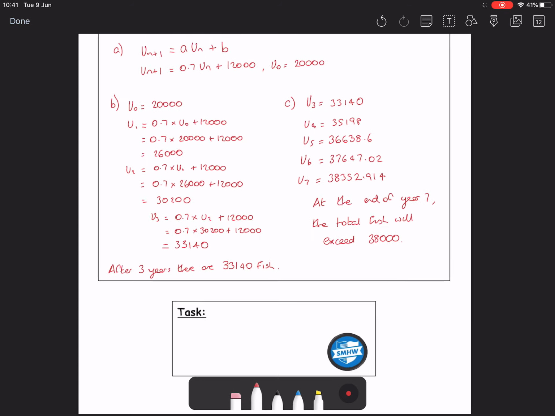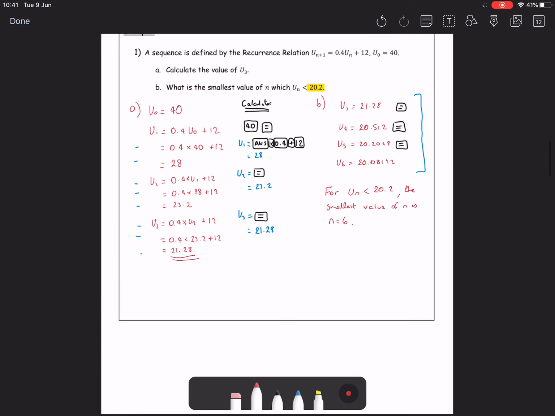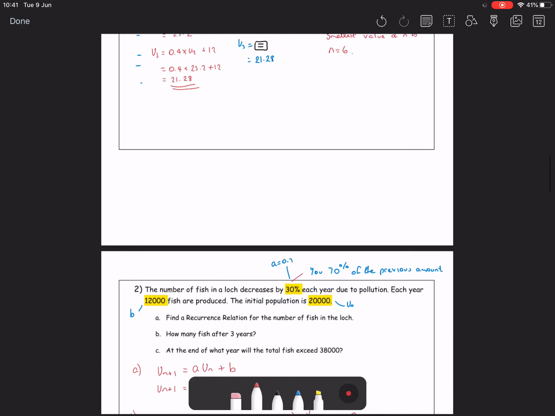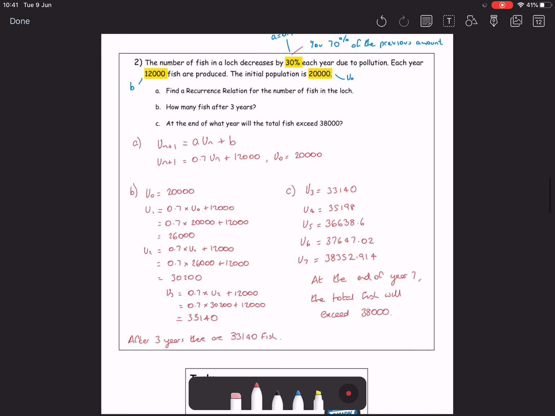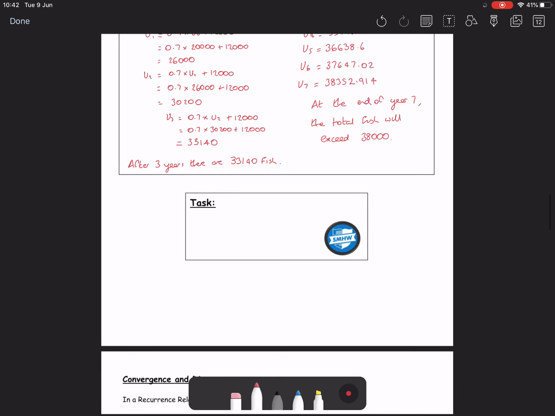Okay, so a couple of typical examples of recurrence relations can just be the numbers and the values, or they could be in context, where you need to be able to pull out the values, form your recurrence relation, and then answer the questions accordingly. Questions will be on the PowerPoint.